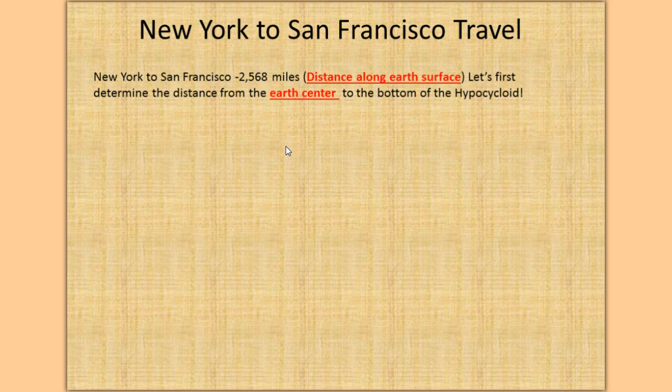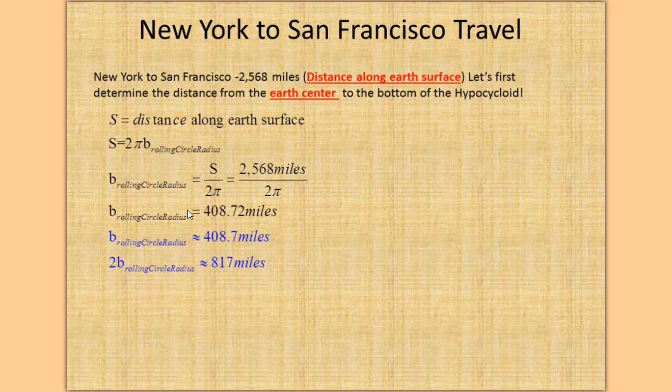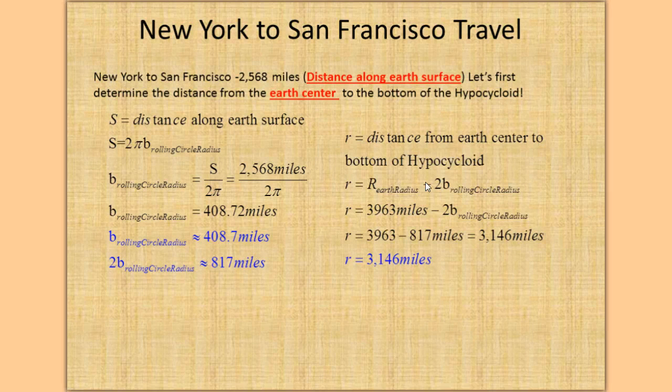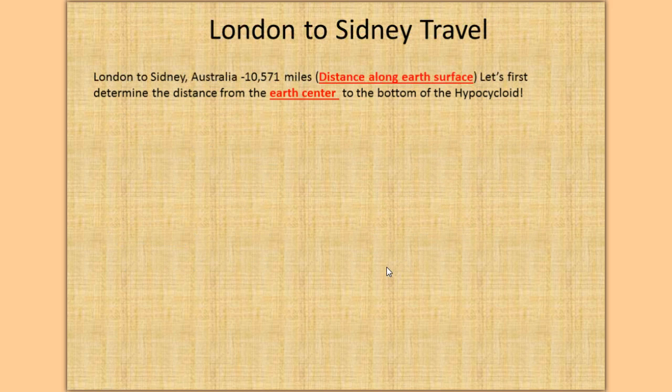Now we do New York to San Francisco. And New York to San Francisco mileage is 2,568 miles. That's the distance along the Earth's surface. So we do the same thing. Divide 2,568 miles by 2 pi. We get B is equal to approximately 408. And we multiply that by 2. We get 817 miles for 2B. And we subtract 2B from the Earth's radius, and we get 3,146 miles. Then we do the same thing for London to Sydney's travel.